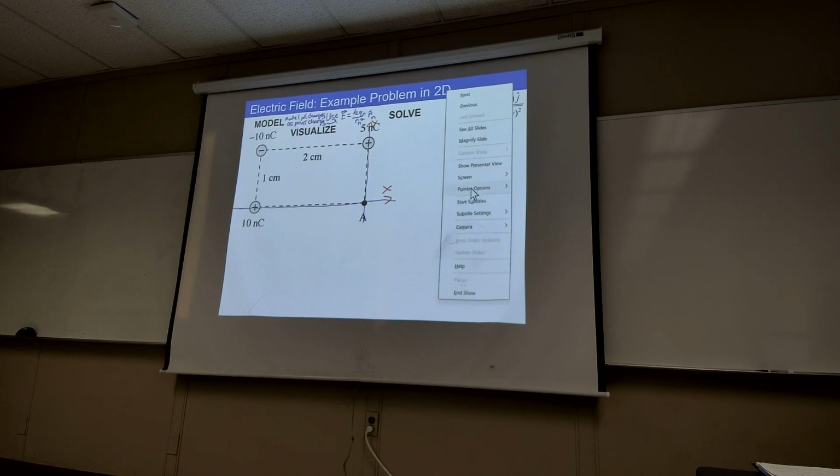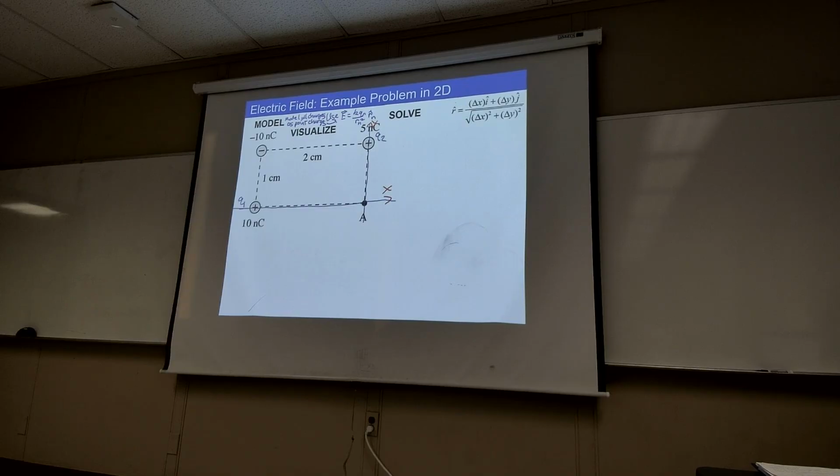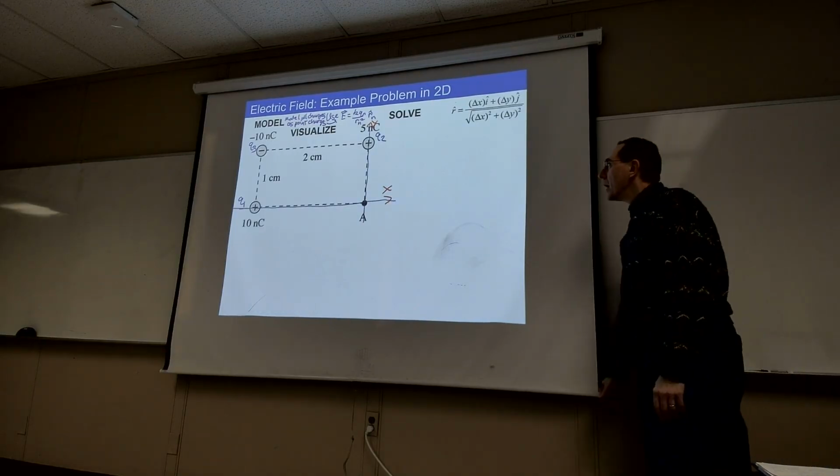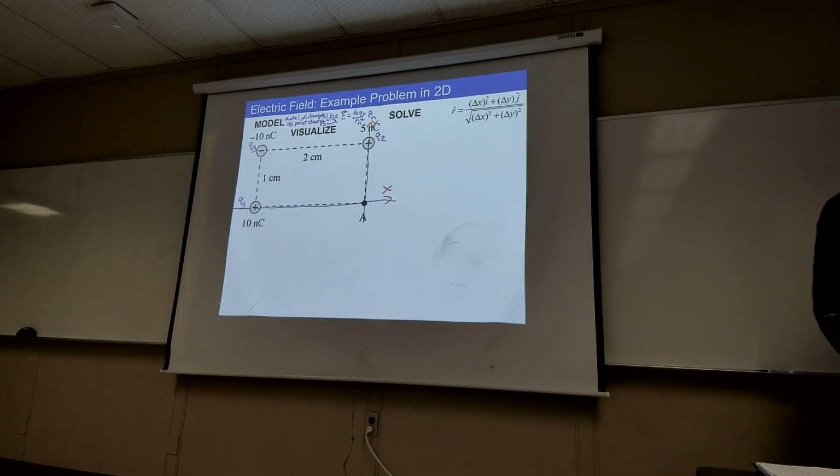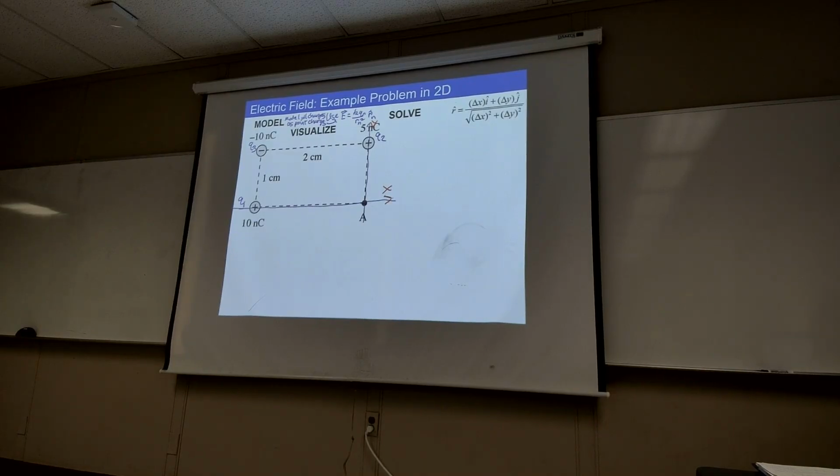I think the other thing I'd like to put in here, though, is some labels, especially when you have multiple charges. It makes sense to have labels. So I'm going to call this one Q1, this one Q2, and this one Q3. You can label them differently, but that's what I'm going to do. Okay, so let's at least start with that.